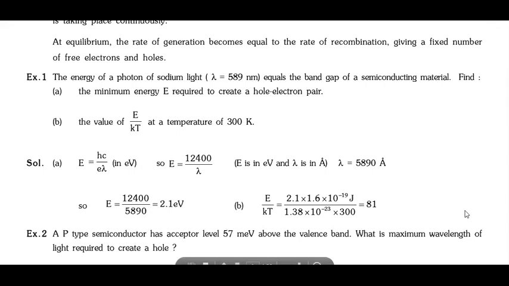Now, next question. Try to solve this question. A p-type semiconductor has acceptor level 57 milli-electron volt above the valence band. Now, I hope everything is clear. What is the meaning of this? What is the maximum wavelength of light required to create a hole? Tell me, guys. So this is the mix of semiconductor as well as your modern physics.